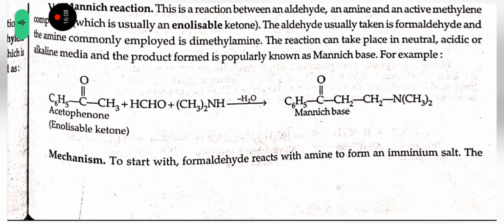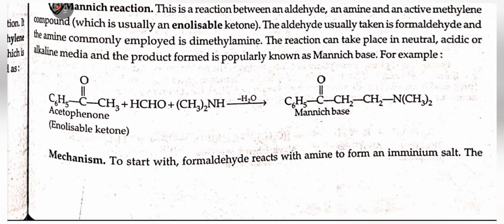Mannich reaction. The reaction between an aldehyde, an amine and an active methylene compound. The aldehyde usually taken is formaldehyde and the amine usually taken is dimethylamine. The reaction can take place in neutral, acidic or alkaline medium, and the product formed is popularly known as Mannich base. For example, acetophenone plus HCHO plus (CH3)2NH, with loss of H2O, will give Mannich base.